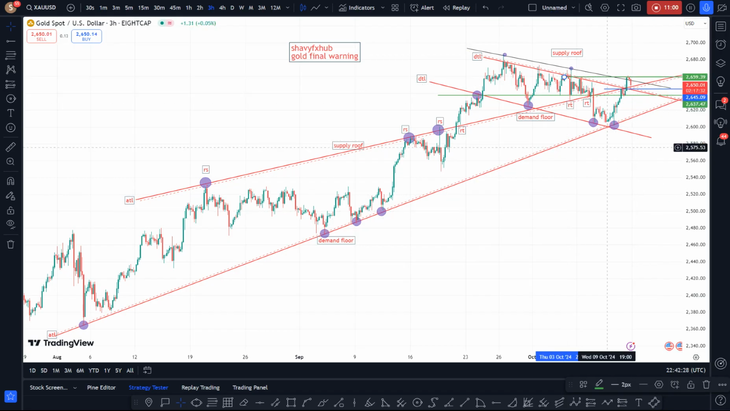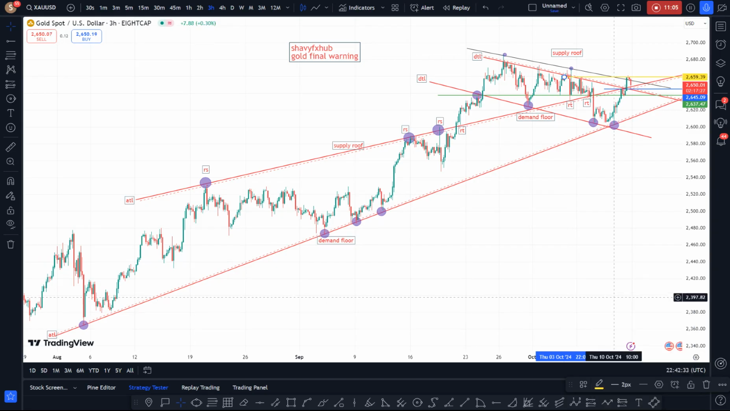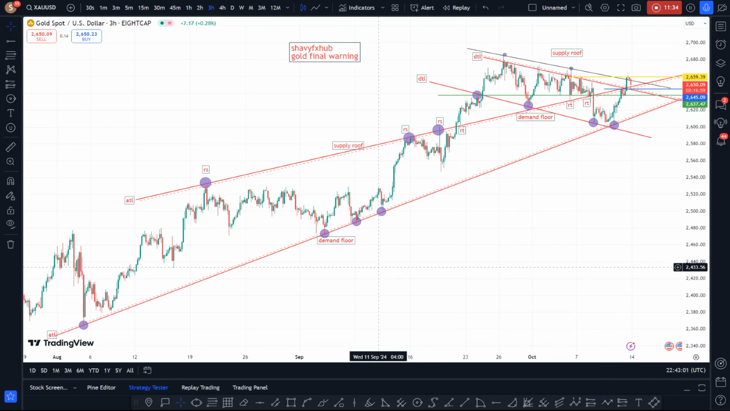2659 presented a resistance structure, which price played exactly on touch of the resistance structure. So we want to see price break above the yellow line 2659. If they touch on the supply demand trend line, it's what it said it is. So we'll see how it unfolds.